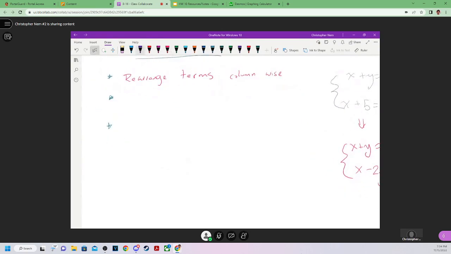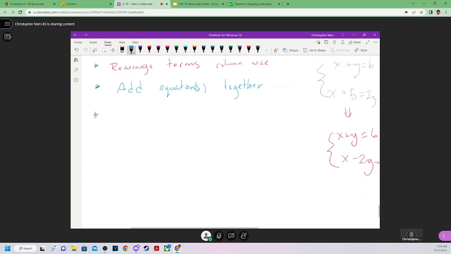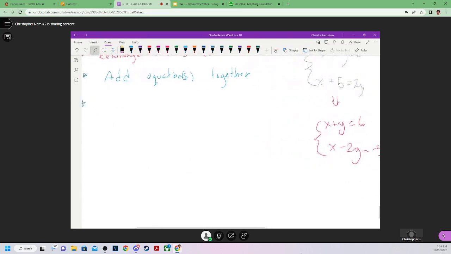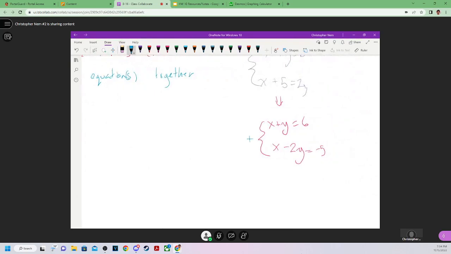The next thing I can do in elimination is that I can add equations together. If I go back to this example, I can actually add these two together, and because they're aligned column-wise, x plus x, that's 2x, y plus negative 2y, that's going to give me negative y, and then 6 plus negative 5, that's going to give me positive 1. Okay?